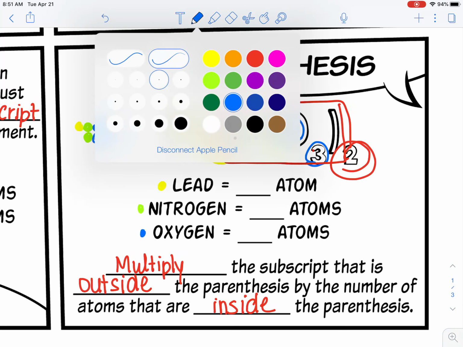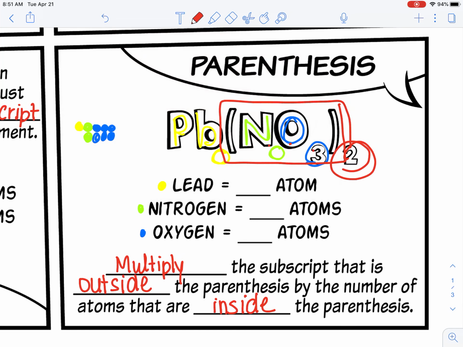And now I can count up my elements. So I have 1 lead, which if I look up here again, I didn't have a subscript, so I have 1 lead. I have 1, 2 nitrogens, which if I look here, 1 times 2 is 2. And I have 1, 2, 3, 4, 5, 6 oxygens. And if I look here, I have 3 oxygens times 2 is 6. So let's look at some more examples of these and try out some of the problems.